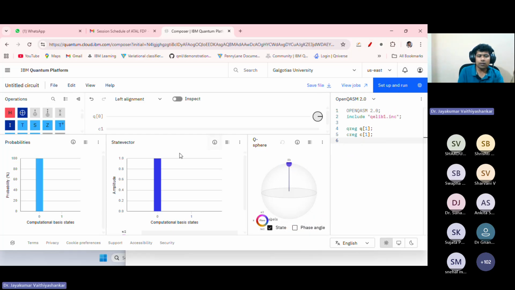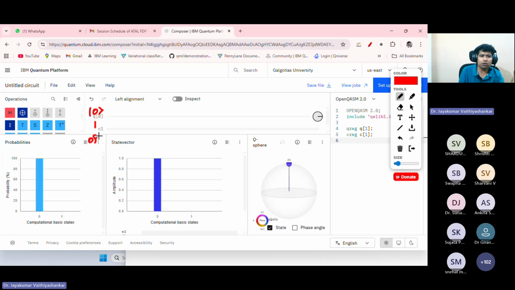Now, all qubits in IBM Qiskit start from state 0. State 0 means off state. So we represent state 0 at the North Pole. That is why it is pointing to the North Pole.